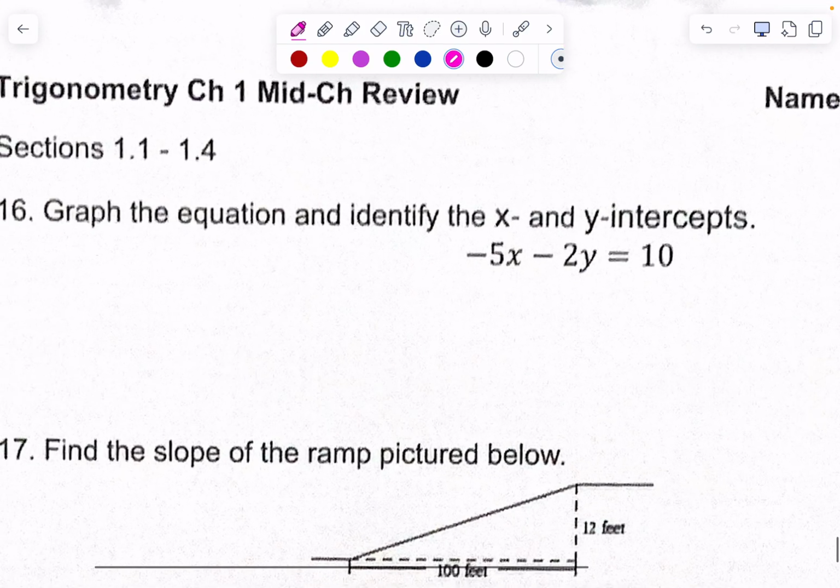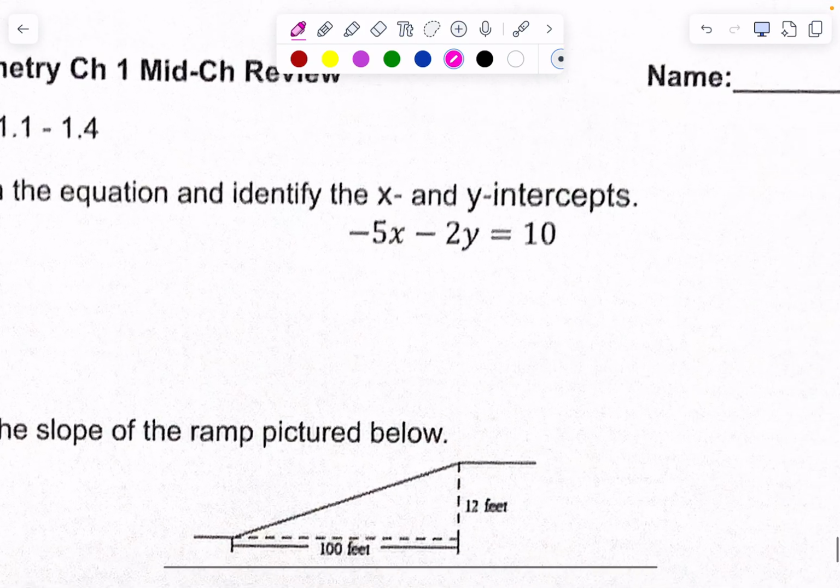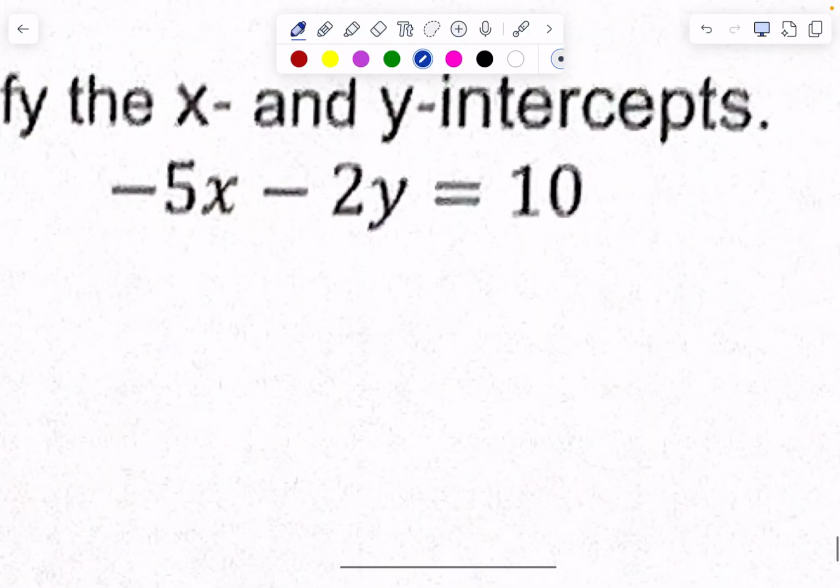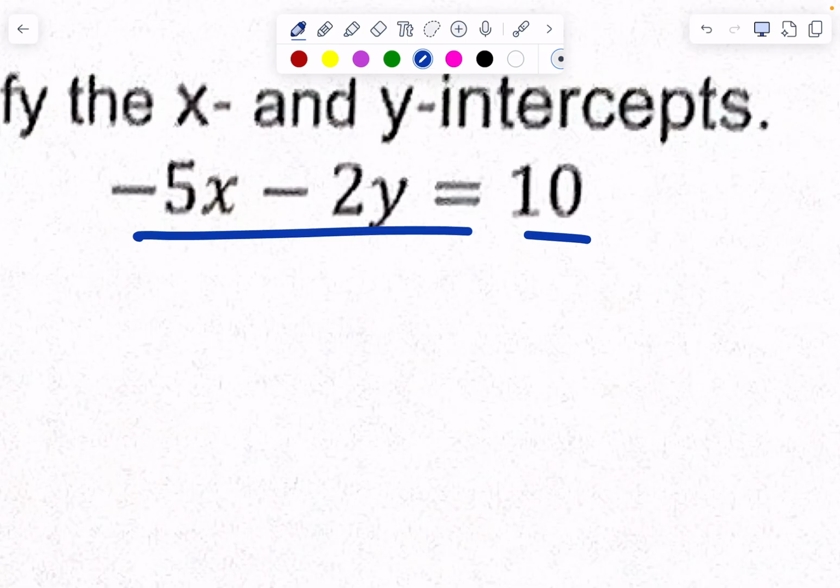Graph the equation and identify the x and y intercepts. I want to put this into slope-intercept form. What type of function is this, by the way? This is a linear function. Okay, I'm going to bump the 5x to the other side.